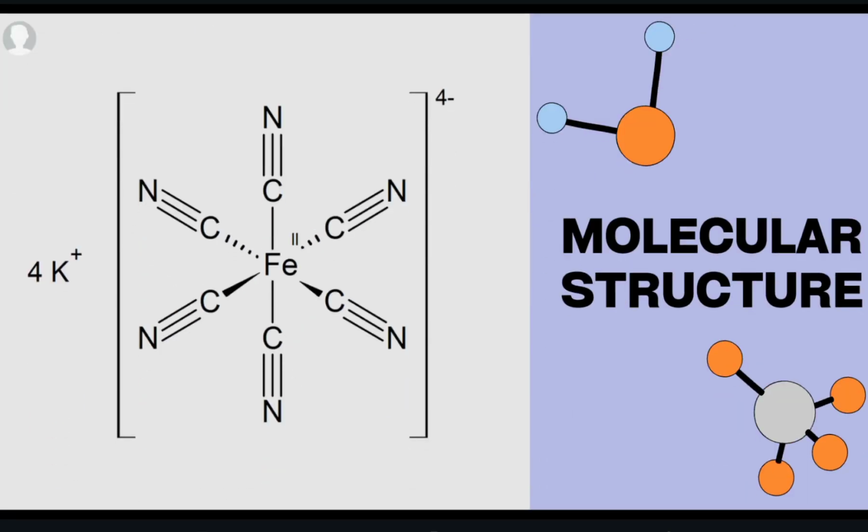This is potassium ferrocyanide's molecular structure. As you can see, it is an ionic compound which consists of four potassium cations and one ferrocyanide anion.